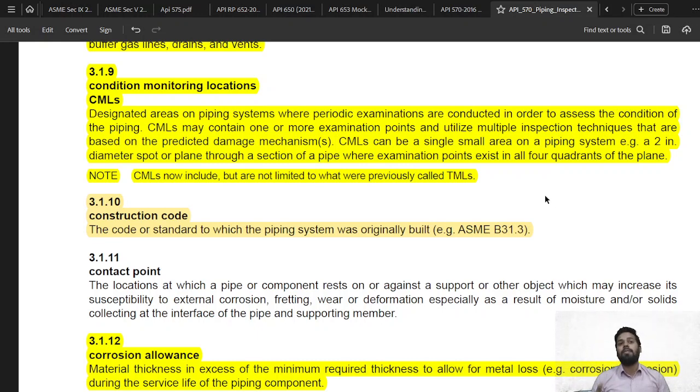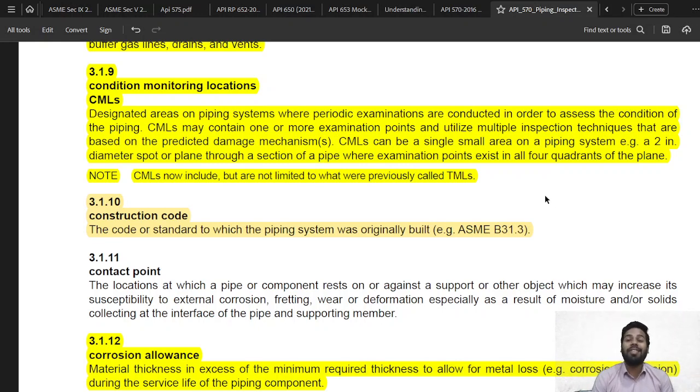So what we'll do is generally make some areas condition monitoring locations. Whenever the inspection is carried out, it will take place at the condition monitoring location. If everything is fine at that location, then we can generally assume that everything is fine in the piping system itself. But if something unexpected is happening at the condition monitoring location, then further investigation might be required. So CMLs are designated areas on a piping system where periodic examinations are conducted.